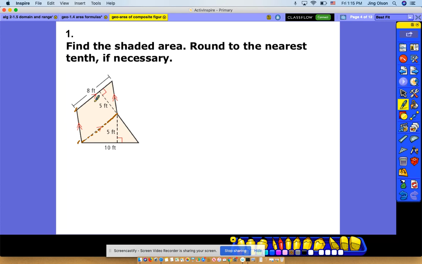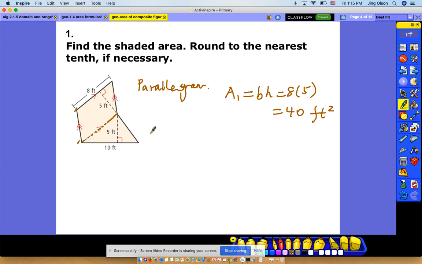I'm going to go with the parallelogram first. The parallelogram area, I'm going to call this A1. This is the first shape I have. Same as a rectangle, base times height. The base is 8, the height is 5. So 8 times 5, which is 40. So it'll be 40 feet squared. That's the parallelogram.